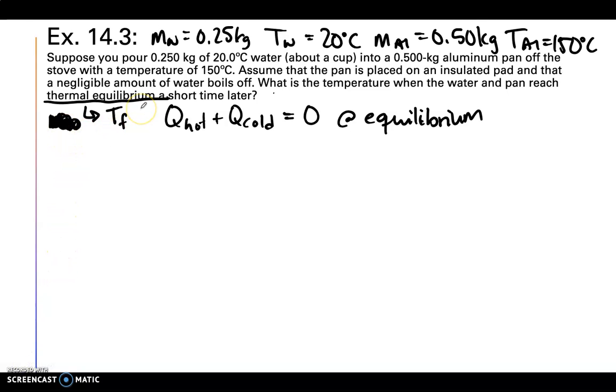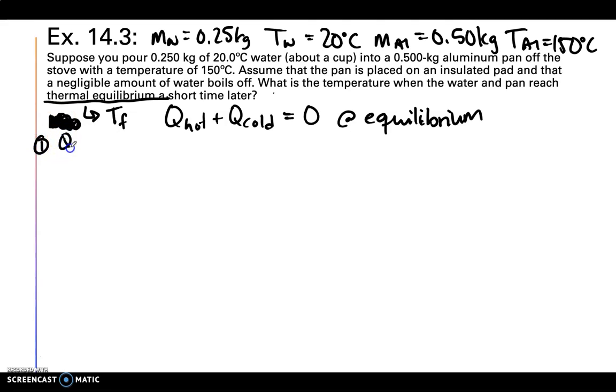Okay, so we were looking at example 14.3, pouring water into an aluminum pan with a higher temperature. We want to see what the final temperature will be once these two materials reach equilibrium. We said that at equilibrium, Q hot, the heat exchange of the hot, plus the heat exchange of the cold will be 0. So let's go ahead and write these out.